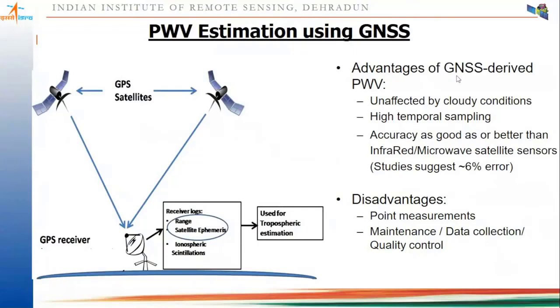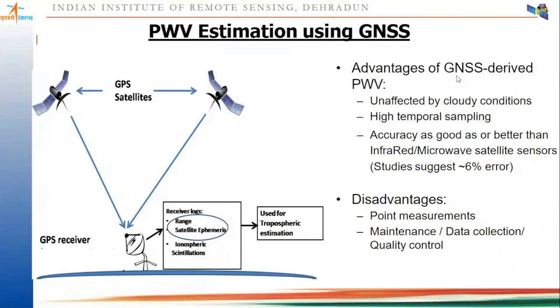But if you need information over a big area, maybe a state or a particular area bounded by some latitude and longitude, you need to fix more and more receivers. Then only you can get good coverage. And then there are maintenance and data collection. Maintenance is not that much, but we still need to take care of power and regular maintenance.